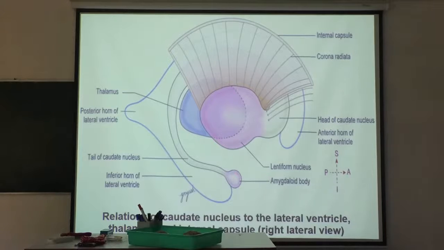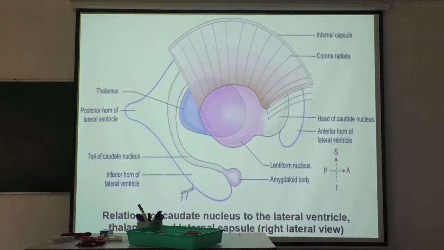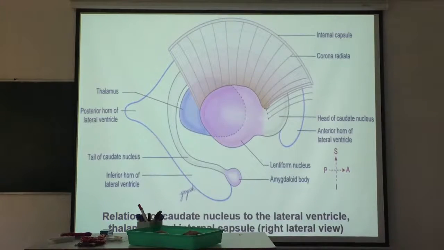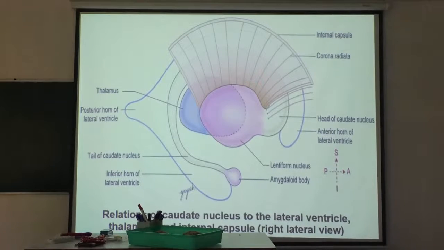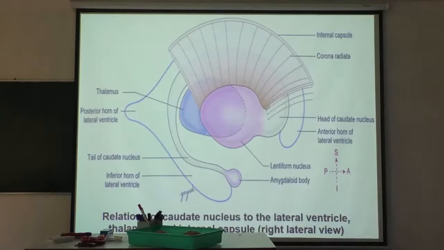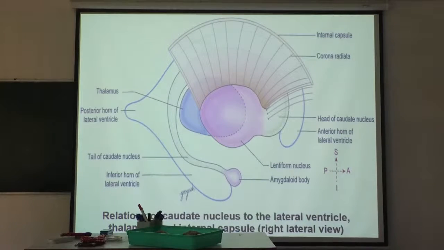Okay, and at the extreme end of the tail, the amygdaloid body is attached, which takes part in the limbic system. And these are internal capsule fibers. They extend upward into the cerebrum as the corona radiata. And the blue structure around which the caudate nucleus is lying is the thalamus. Okay, you have seen in the sagittal section of the brain the thalamus and caudate nucleus.